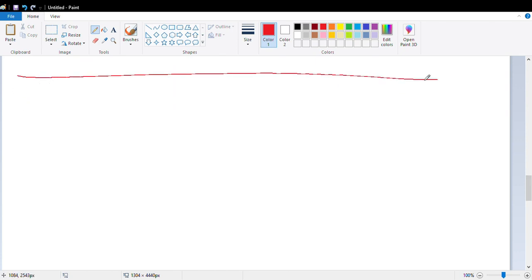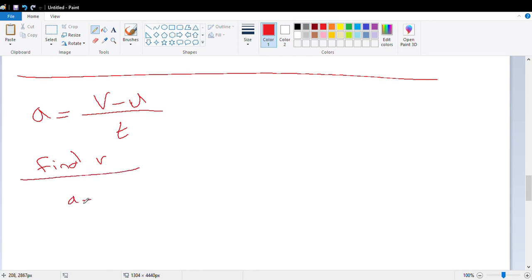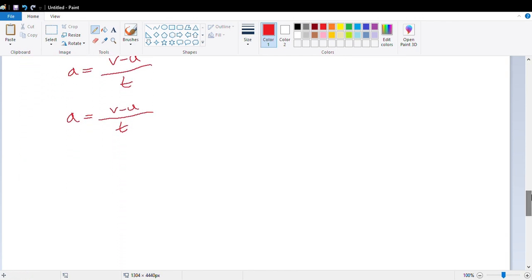I'll do one more with the same formula, except how to find v. So if I want to find v, write out the formula twice. Drawing my fraction line, this time I want to get v all by itself, so I need to move t to the other side of the equation. T is going to go from the bottom to the top.